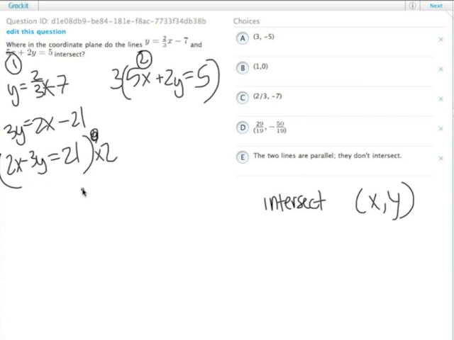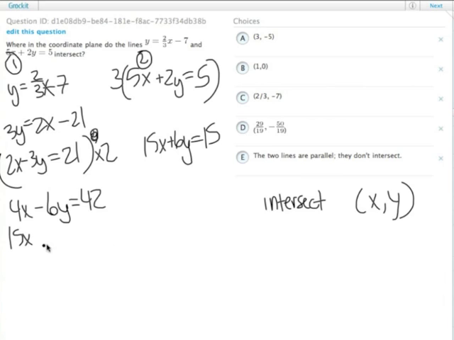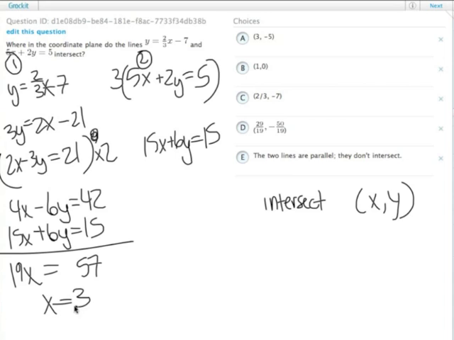Let's do that math. This whole thing times 2 equals 4x minus 6y equals 42. This one times 3 would be 15x plus 6y equals 15. Let's add them together. 15x and 4x ends up being 19x. The two y terms cancel out, and 42 plus 15 equals 57. So 19x equals 57, therefore x just equals 3.